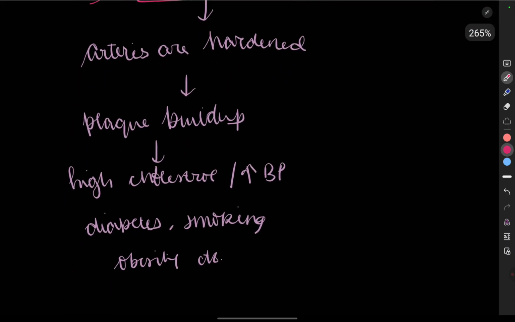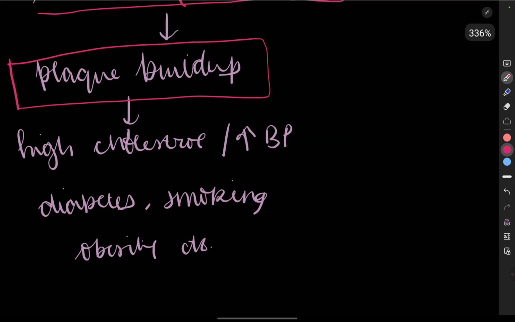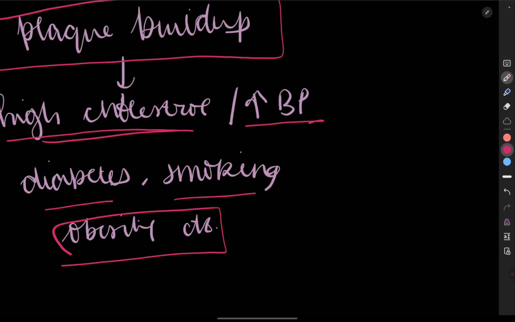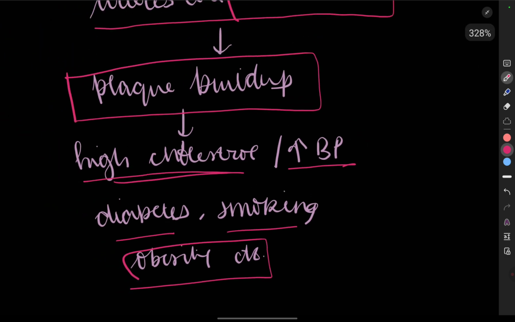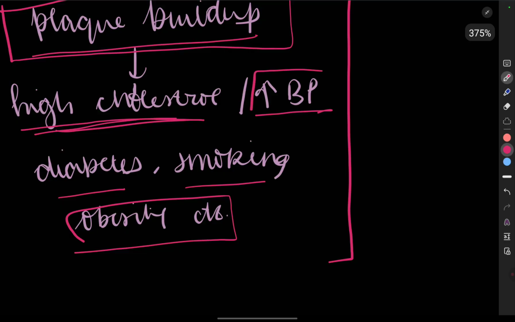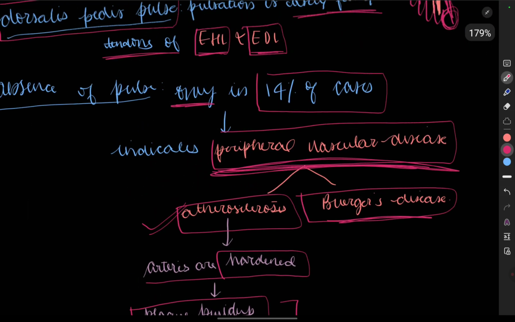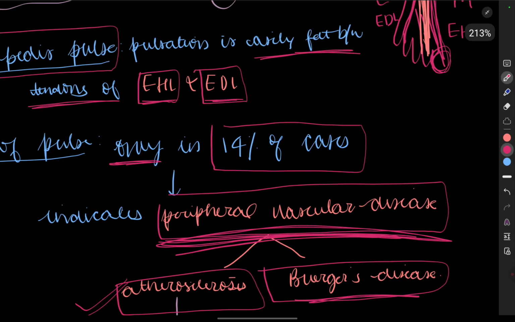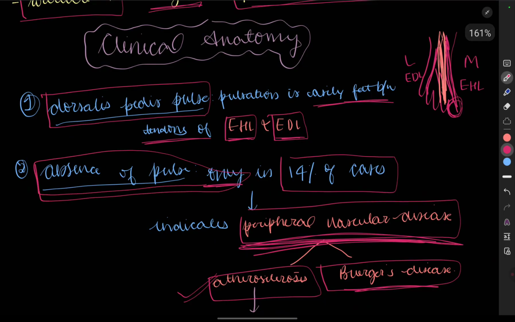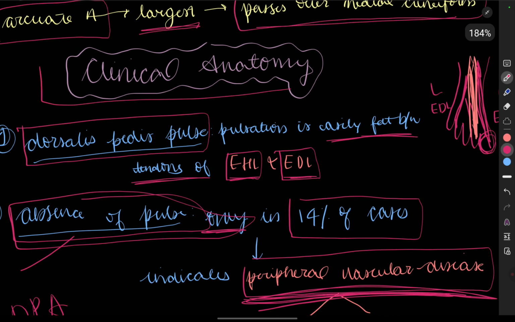It is caused when the arteries are hardened. The arteries are hardened due to plaque buildup, due to high cholesterol, high blood pressure, diabetes, smoking, obesity, etc. There can be a lot of causes, but these are the important and most common causes of atherosclerosis, that is plaque buildup due to high cholesterol, high BP, diabetes, smoking, obesity, etc. So this constitutes peripheral vascular disease, which in turn causes the absence of the pulse. The absence of which pulse? The dorsalis pedis artery pulse. So this is about the clinical anatomy, and we end our chapter here.